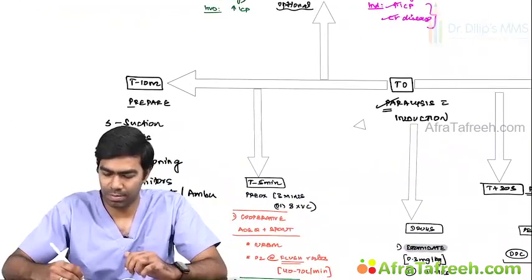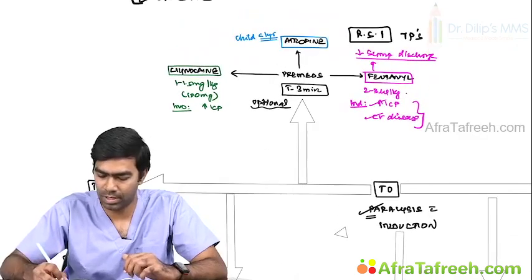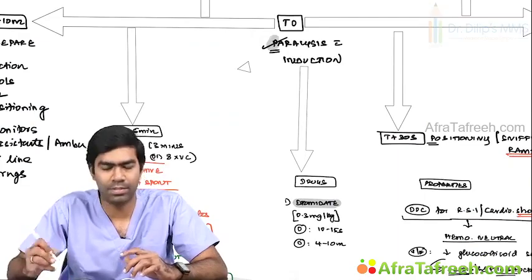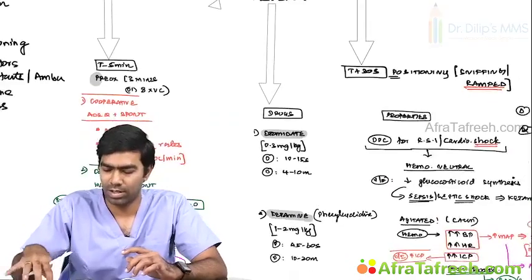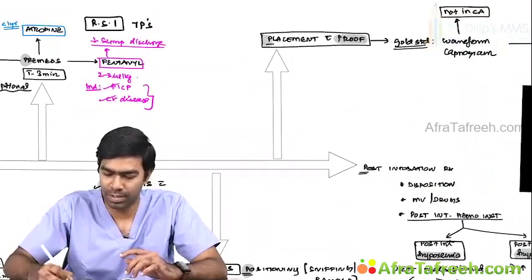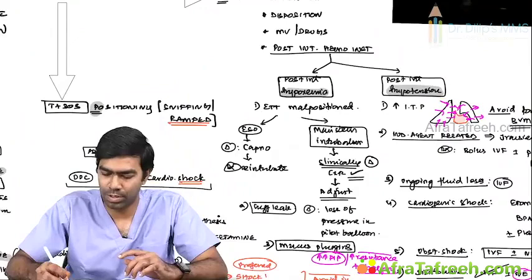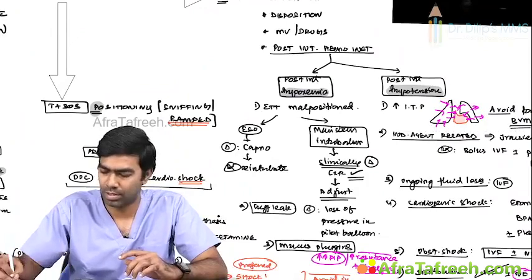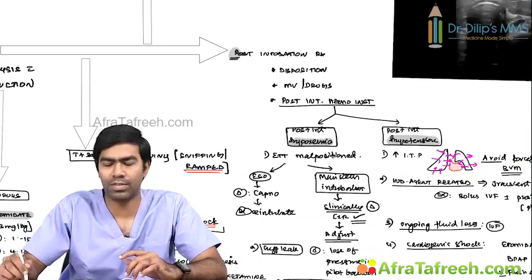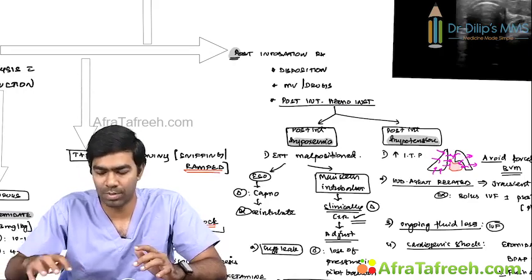The first P being preparation, second P being pre-oxygenation, third P is pre-meds and pre-intubation optimization, fourth P is the time zero, that is paralysis with induction, fifth P is the positioning, sixth P is the placement with proof, and seventh P is the post-intubation management. Clear? So these are the 7 P's of rapid sequence intubation. I hope you have understood all the 7 P's of rapid sequence intubation.